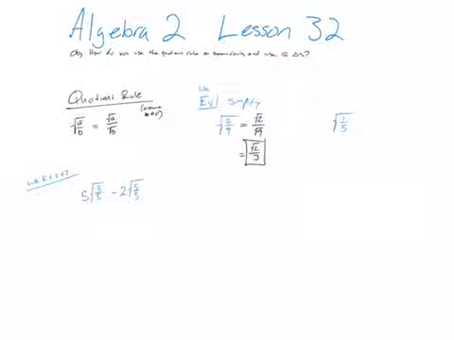This one is going to come out to be the square root of 1 over the square root of 5. The square root of 1 is just 1, right? So 1 over the square root of 5. But we can't leave that square root of 5 in the denominator. So we're going to multiply by the square root of 5 over the square root of 5, which will give us the square root of 5 over the square root of 25, which is the square root of 5 over 5.